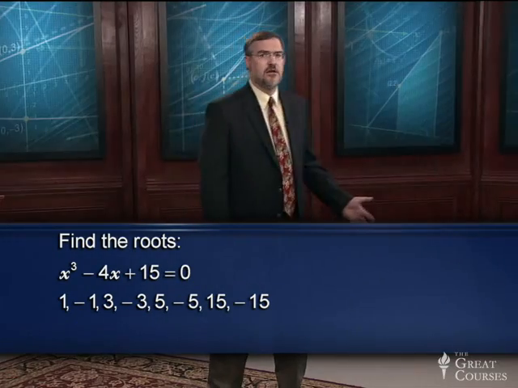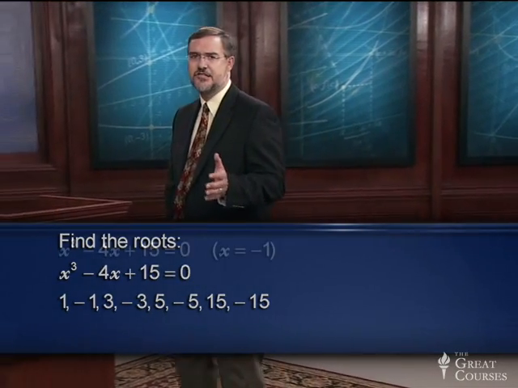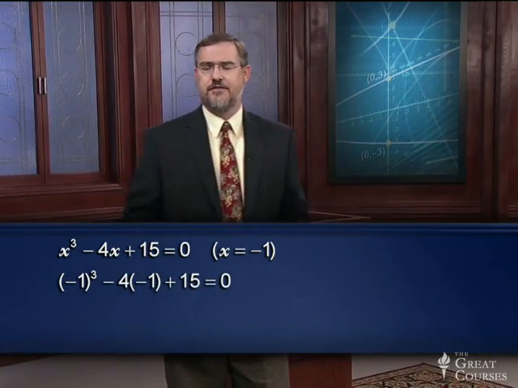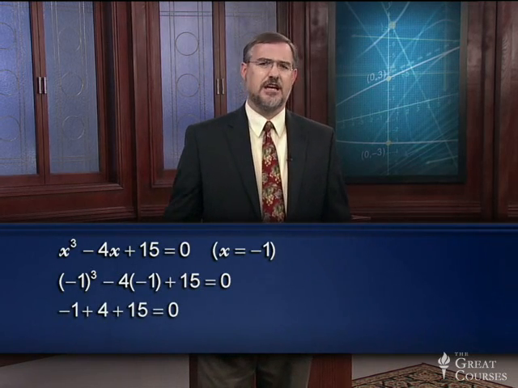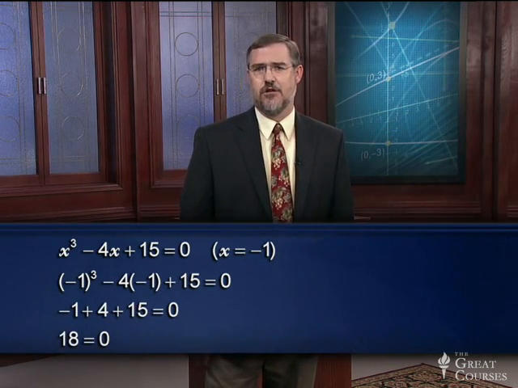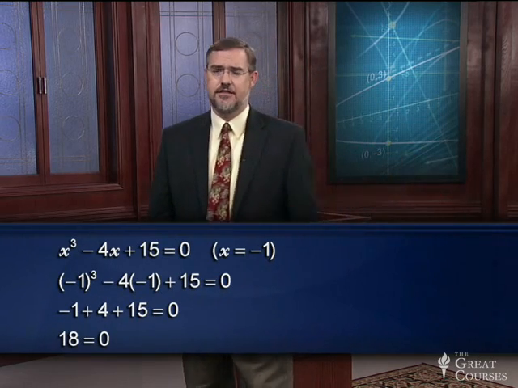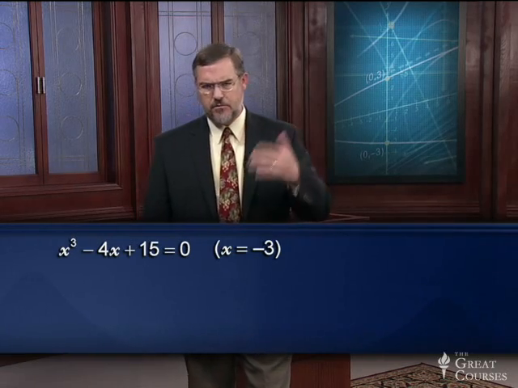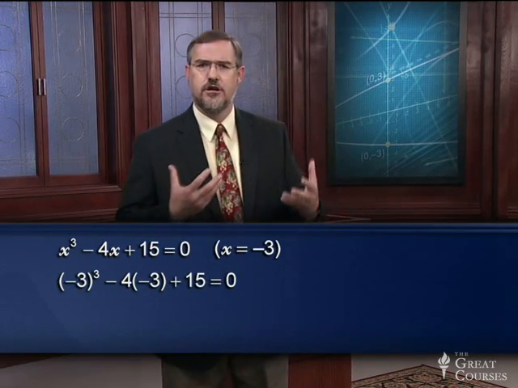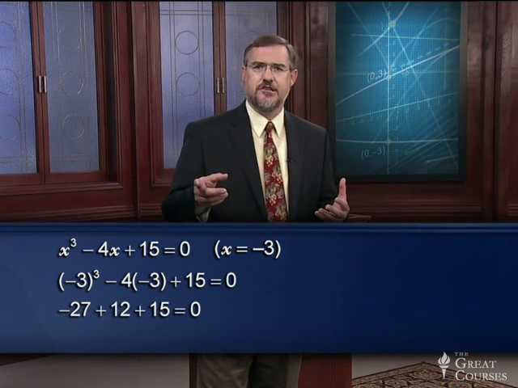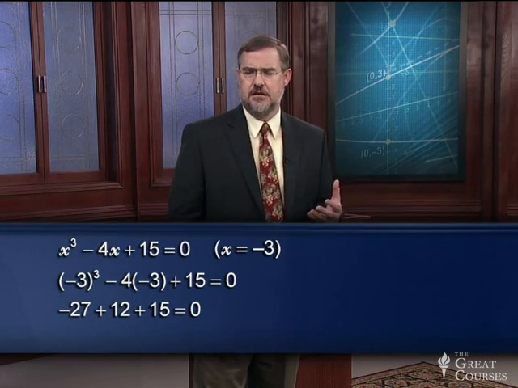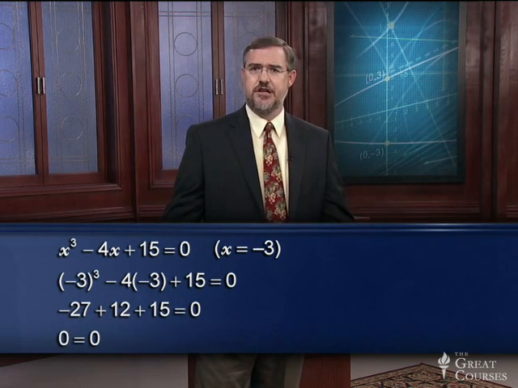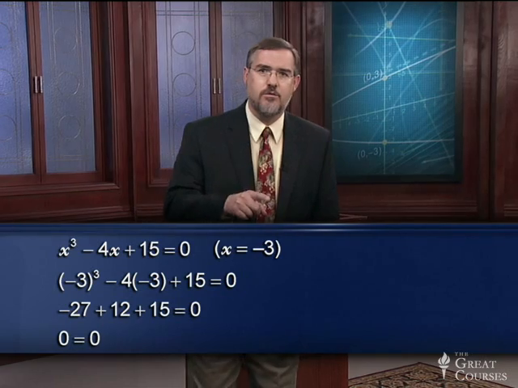Okay, did you find it? Well, let's see. We could try a few together here real fast. Let's plug in -1. When you plug in -1 and do all the simplification of the left-hand side, you're going to end up with the equation 18 equals 0. That's false. So -1 is definitely not the negative real root we're looking for. Let's plug in -3. When you plug in -3 and you do the arithmetic, you're going to end up with -27 plus 12 plus 15, and the right-hand side is just 0. But wait a minute, that's the equation 0 equals 0. And that's true. Now guess what we can say?